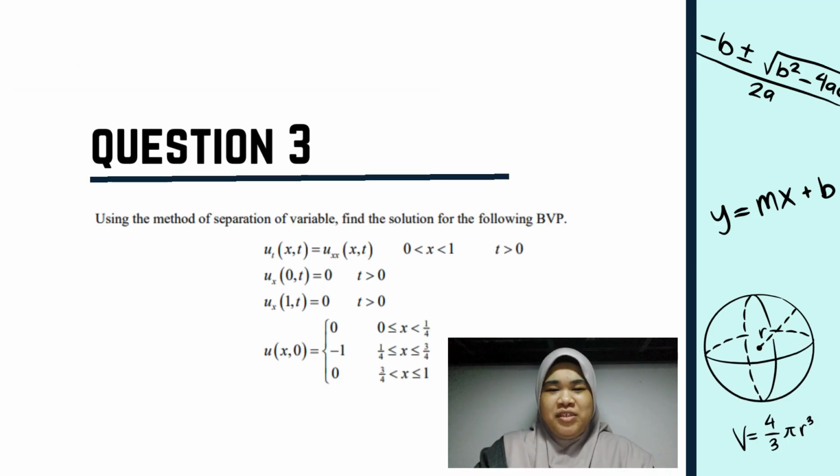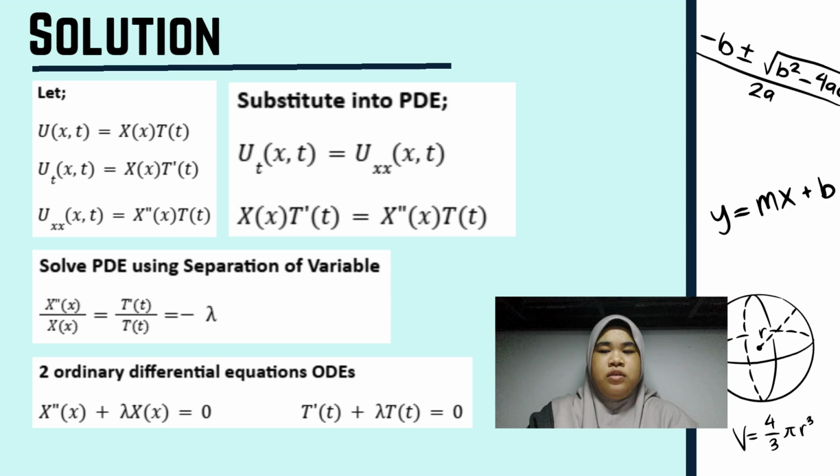So now I will present question 3. For our question 3, the boundary conditions are both Neumann, which are X prime 0 equal to 0 and X prime 1 equal to 0. And our initial condition has 3, which is 0, -1 and 0.